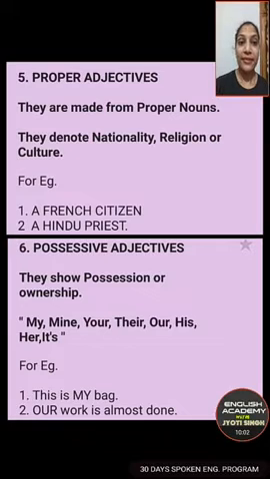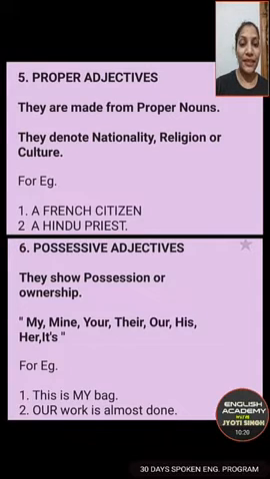For example, this is my bag. So here I'm very much sure that this is my bag. Stay away from it, right? So it's a possessive adjective. Here my is a possessive adjective which is telling that this bag belongs to me.